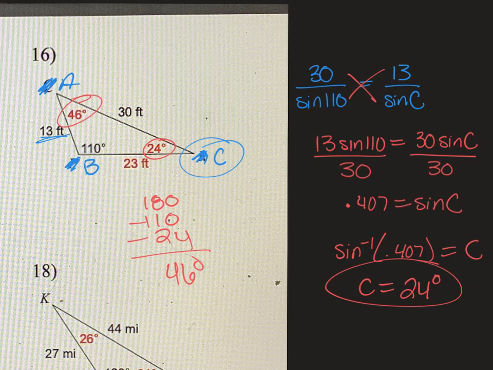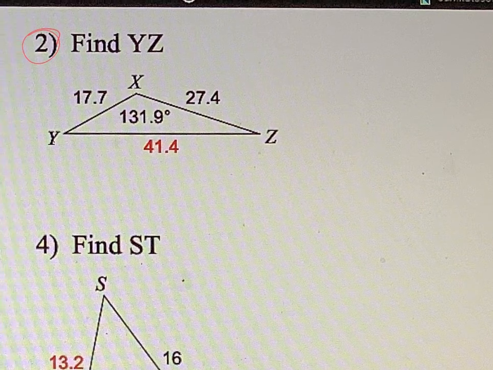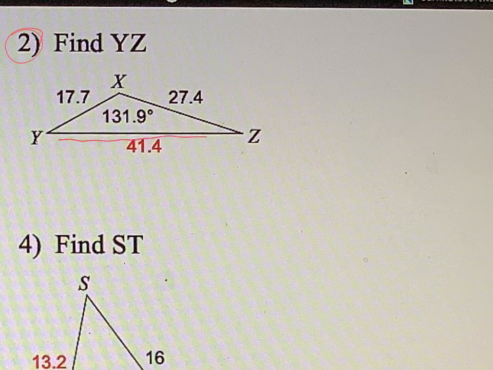So for number 2, we're looking for this side over here. So did you label everything as A, B, and C? Yeah. What did you label? Where did you start? Like which one's A, which one's B, which one's C? A is Y, Z is B, and X is C. All right, so we're solving for side C.